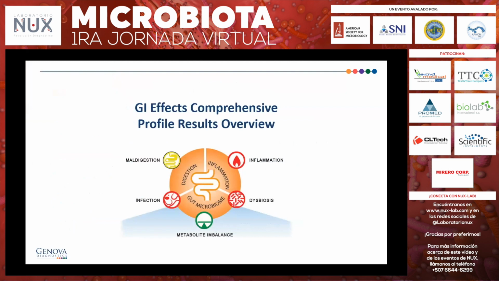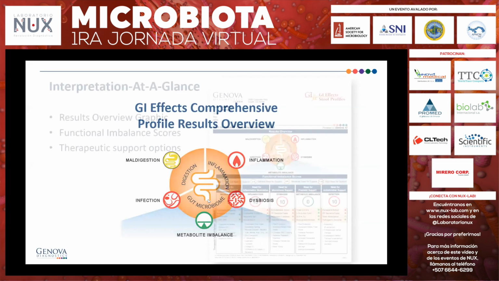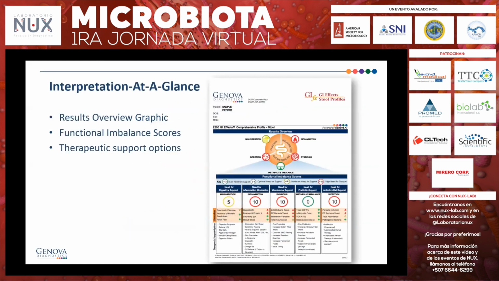So now let's go ahead and dig into the various aspects of the GI effects stool profile. And I use the word dig into on purpose because if you notice, our profiles are divided into this DIG framework. The D stands for digestion, the I stands for inflammation, and the G is the gut microbiome. So if you look at the front page of the report, we provide this functional imbalance score, and it gives you a score out of 10. The higher the number, the greater the need for support for that individual category.